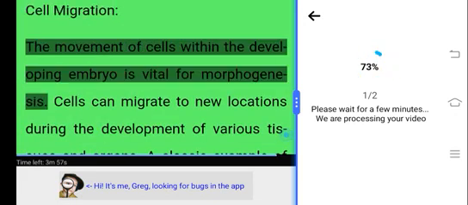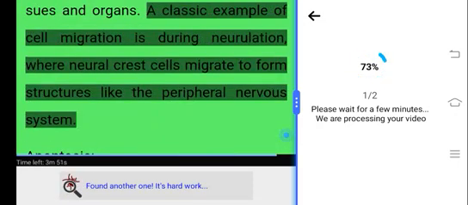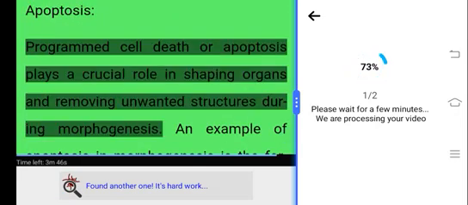Cell migration. The movement of cells within the developing embryo is vital for morphogenesis. Cells can migrate to new locations during the development of various tissues and organs. A classic example of cell migration is during neurulation, where neural crest cells migrate to form structures like the peripheral nervous system. Apoptosis. Programmed cell death, or apoptosis, plays a crucial role in shaping organs and removing unwanted structures during morphogenesis.